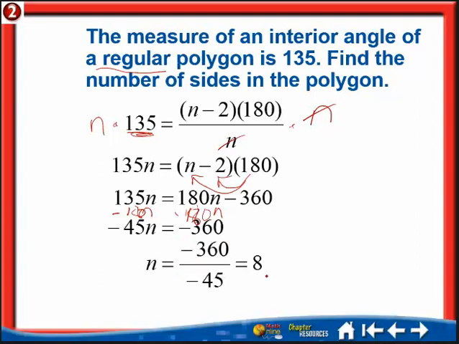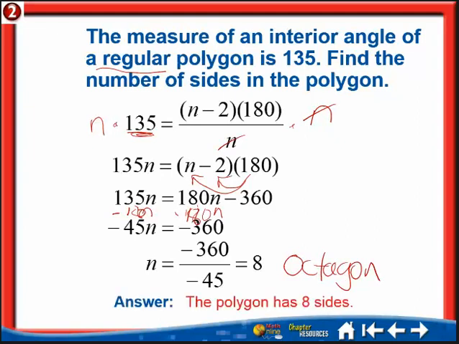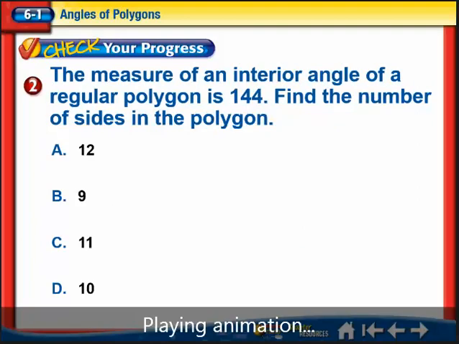So how many sides did this polygon have? It had 8. What would we name that polygon? An octagon. The measure of an interior angle of a regular polygon is 144. Find the number of sides in the polygon.